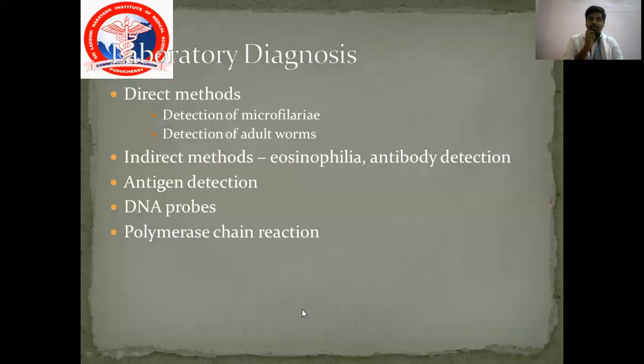Laboratory diagnosis: the direct method is detection of microfilariae and detection of the adult worm; the indirect methods are eosinophil and antibody detection, antigen detection, DNA probes, and polymerase chain reaction. These are the various methods we can use to identify filariasis.